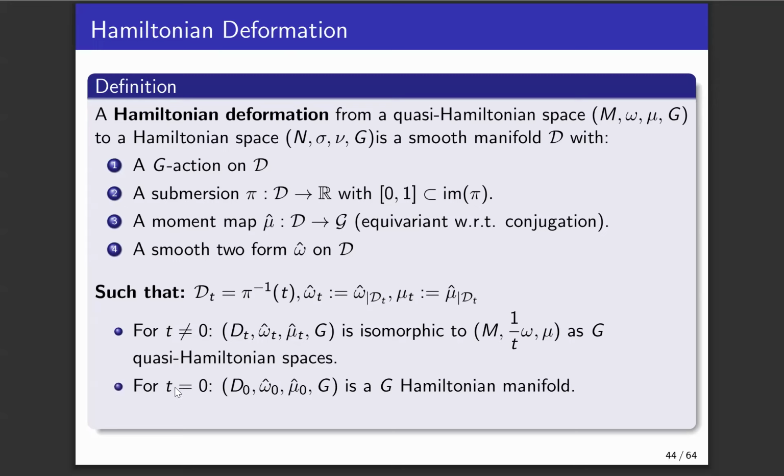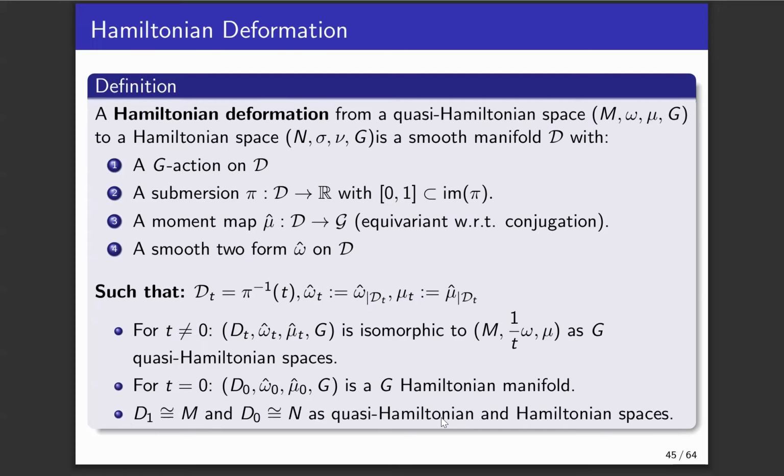And when t is equal to 0, the central fiber D0 is a G Hamiltonian manifold, and D1 is isomorphic to M, and D0 is isomorphic to N as quasi-Hamiltonian and Hamiltonian spaces.